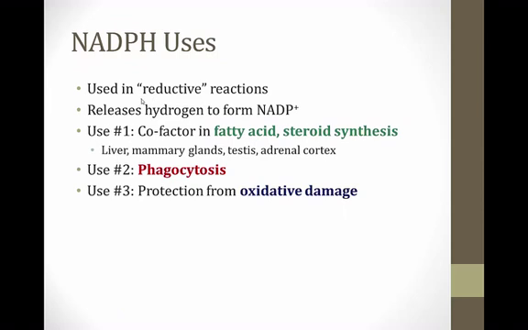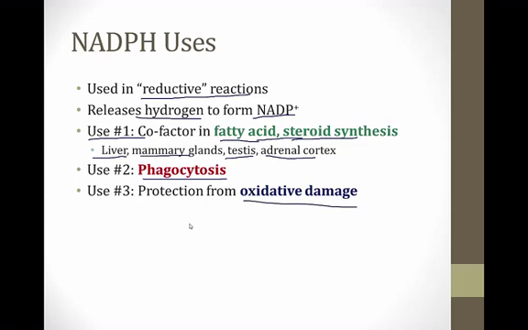NADPH is used in so-called reductive reactions. It will release its hydrogen to form NAD+, and in doing so, it will donate an electron to other molecules for chemical reactions. The first use it has is as a cofactor in fatty acid and steroid synthesis. So tissues like the liver and the mammary glands and the testes and the adrenal cortex, they all use a lot of NADPH in order to synthesize fatty acids and steroids. The second use is for phagocytosis, which we'll talk about in a minute. And then finally, it is very important for protecting cells, especially red cells, from oxidative damage.